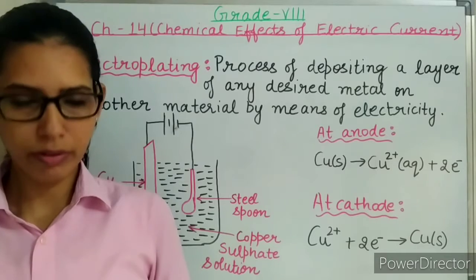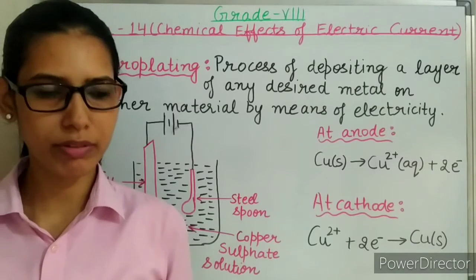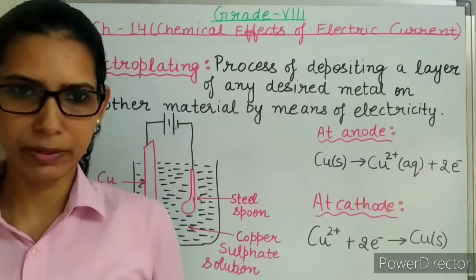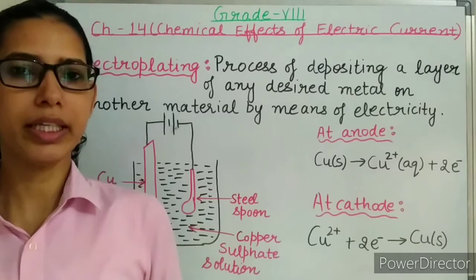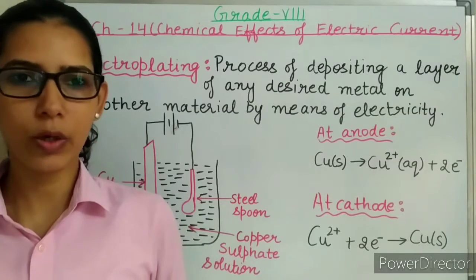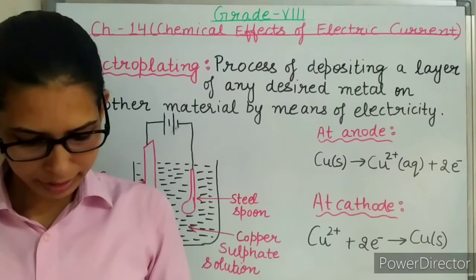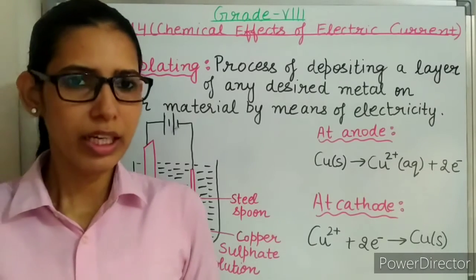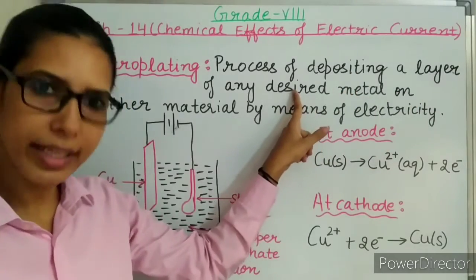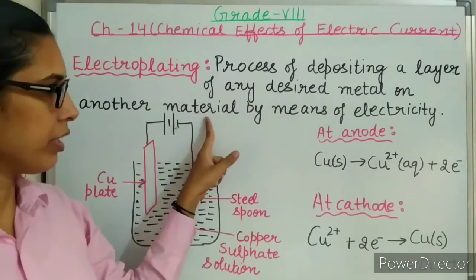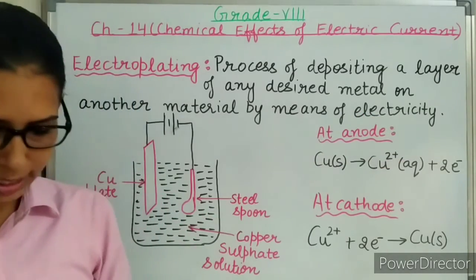As we have studied in the chapter, some liquids are good conductors of electricity and some are poor conductors of electricity. So here the answer will be petrol. Petrol is not a conductor of electricity because it doesn't allow electricity to flow through it. Next is, electroplating is a method of electroplating. It is the process of depositing a layer of any desired metal on another material by means of electricity. So here the answer will be C.